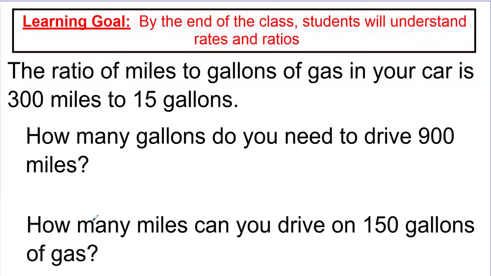So a ratio of miles to gallons, okay, is 300 miles to 15 gallons. Let's say you're taking a trip and you're trying to go 900 miles. It's the same basic idea. I'm going to say my ratio is miles to gallons, and this one says 300 miles to 15 gallons. They would like us to go 900 miles, right? So I'm going to say I want this to be 900 miles, and we're wondering what the gallons would have to be.